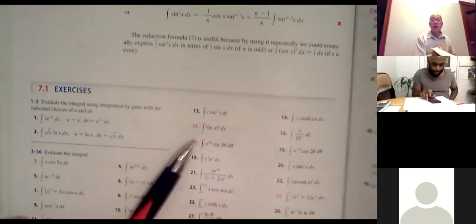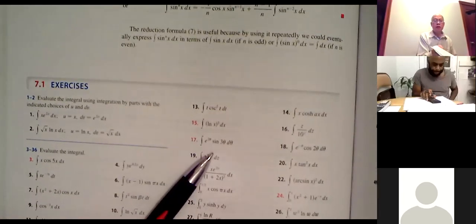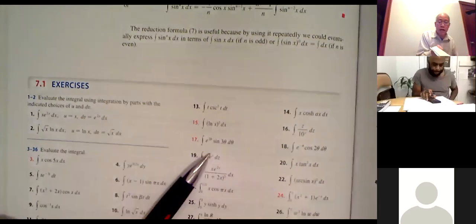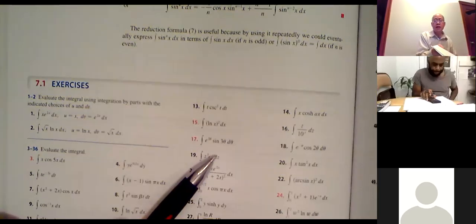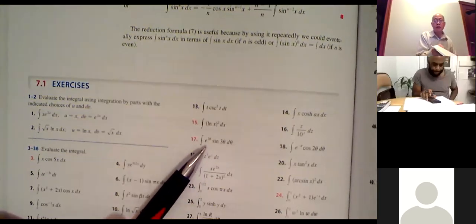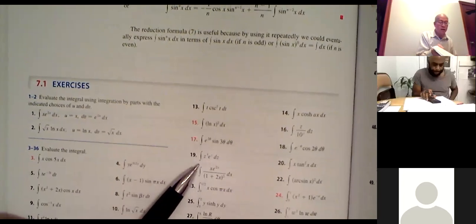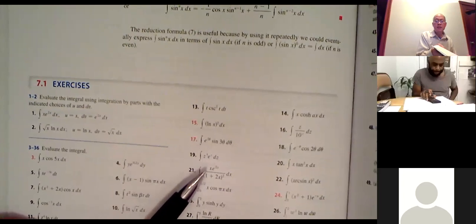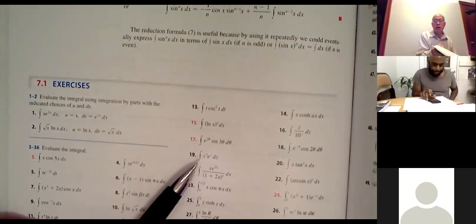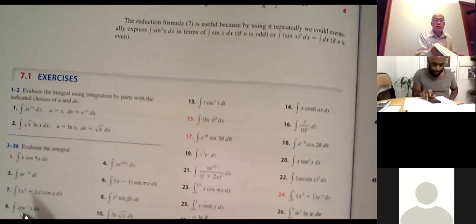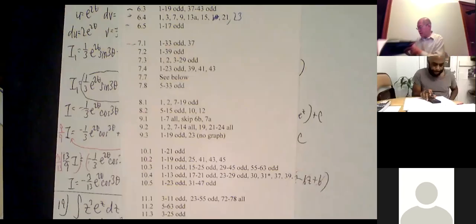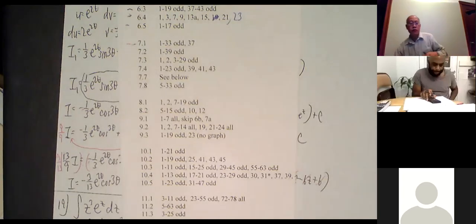So 17 has an exponential and a trig function. It's e to the 2 theta sine of 3 theta d theta. If you can't see it, don't worry, I'll do it in a second. Then 19 has z cubed e to the z dz. There's just something weird about these 2 problems, and I'll show you that. So I'll show you 17 and 19, and then I'll be done with 7.1.